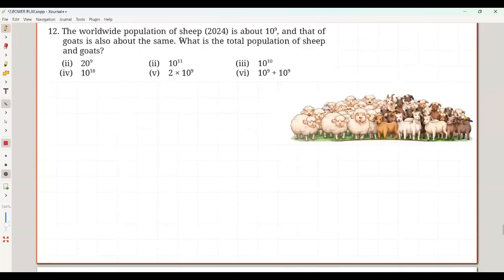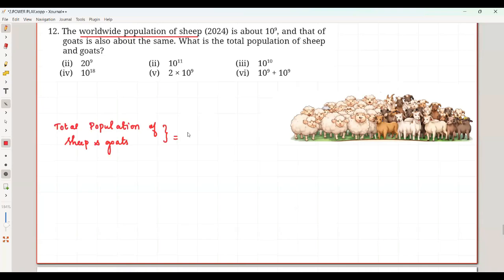The worldwide population of sheep in 2024 is about 10 to the power 9, and that of goats is also about the same. Sheep is 10 to the power 9 and goat is the same, 10 to the power 9. Both are the same. So what is the total population of sheep and goats? Let's go with the total population.